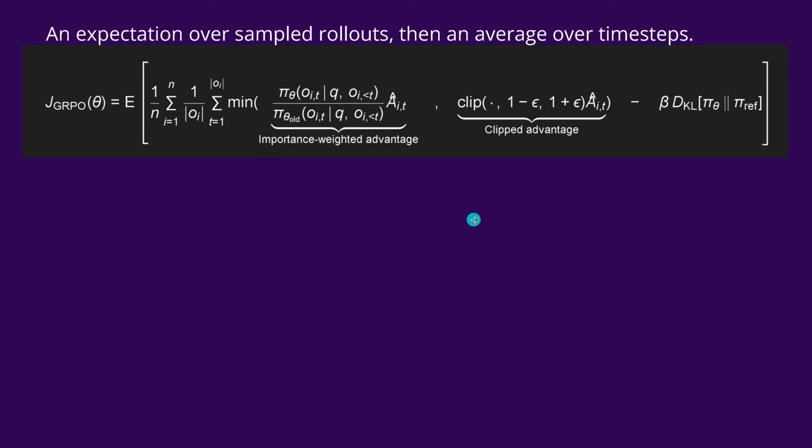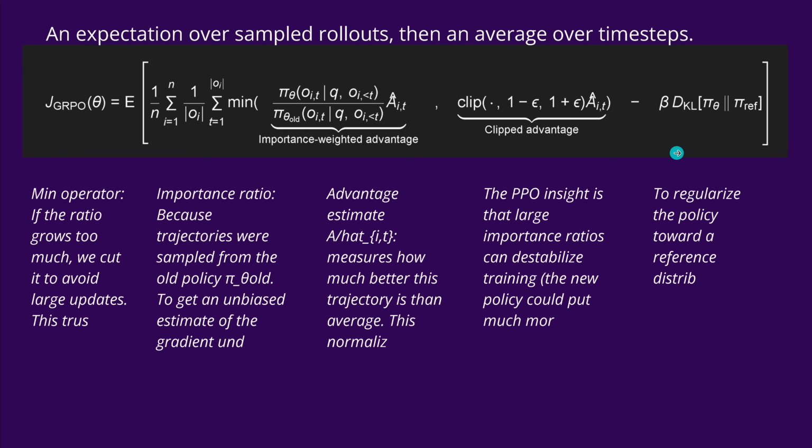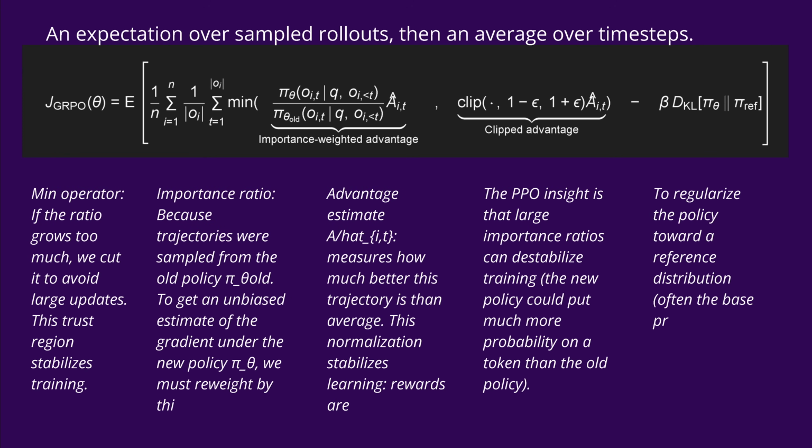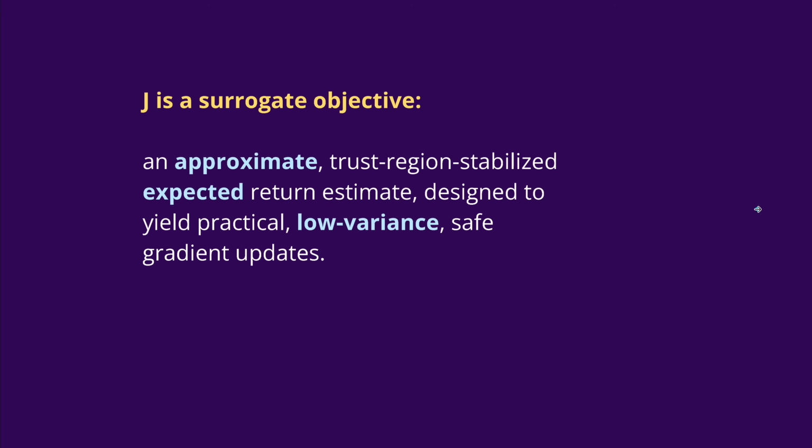So back to mathematics, this is it. This is our expectation over the sampled rollouts and then on average over the timesteps. And if you're still new to AI, no problem. I have you. Here I explain each and every term, or you just have a look at my other videos. Great. So this means J is now our surrogate objective and approximate. Look at this word, approximate. Trust region stabilized, expected return estimate that is designed, manually designed, to yield practical, low variance, safe gradient updates.